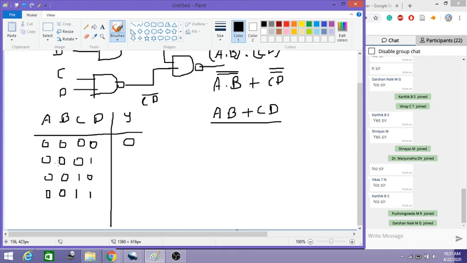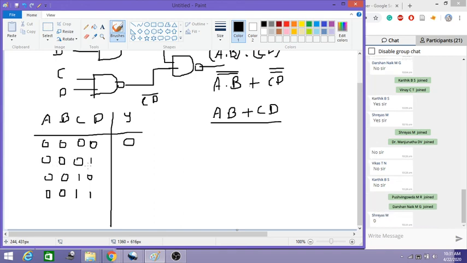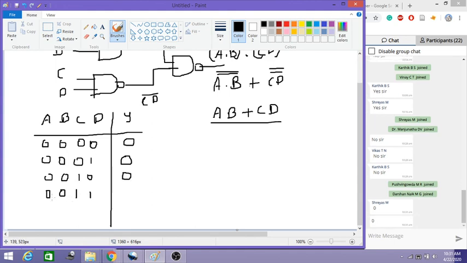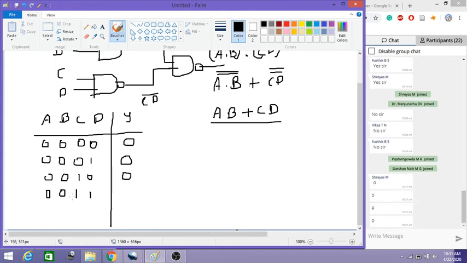Now A into B, 0 into 0 is 0. C into D, 0 into 0, 0. Now 0 plus 0 is again 0. Here 0 into 0 is 0, and in this case C into D is 1 into 1, which is 1. So 1 plus 0, you will get 1. This is how you have to construct the table.